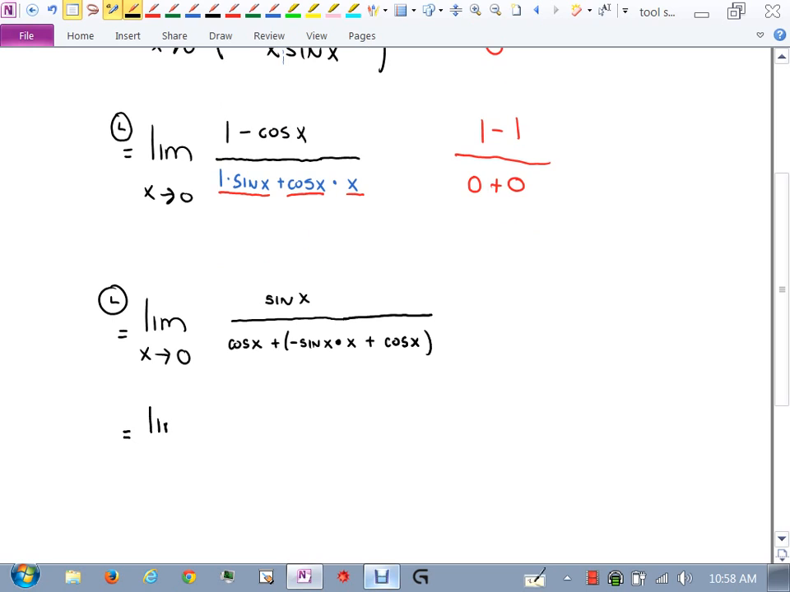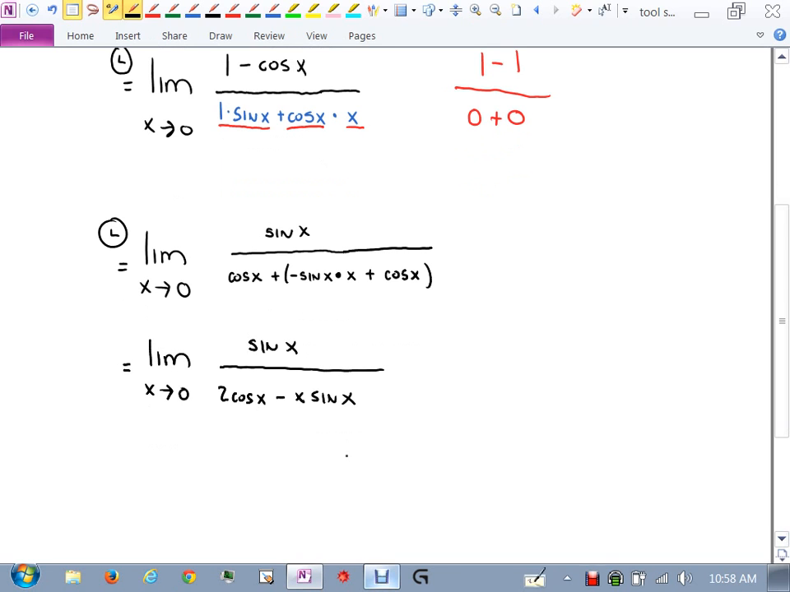So this is the limit as x goes to 0 of sine x over, you put that as what? 2 cosine x minus x sine x? Now let x go to 0.